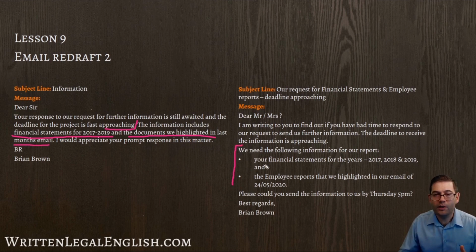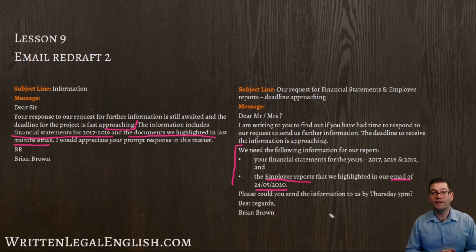We need the following information for our report: your financial statements for which years, and the documents are employee reports. And the email was 24th of the 5th, 2020. So now, even if the reader has to look in a different document, the reader knows exactly what to look for and in which email. So this is helpful. This is helping the reader do what you want the reader to do. And that's always something we should bear in mind. Think about your message from the point of view of the reader.